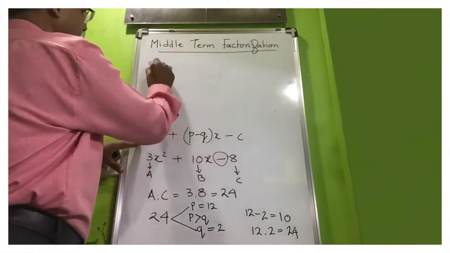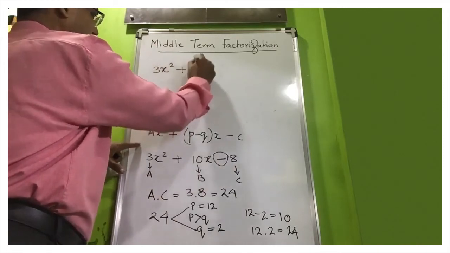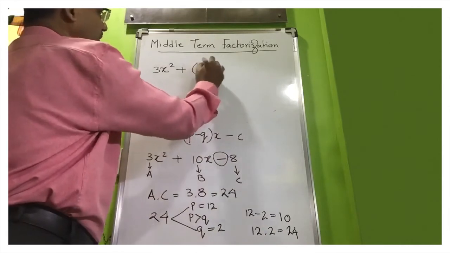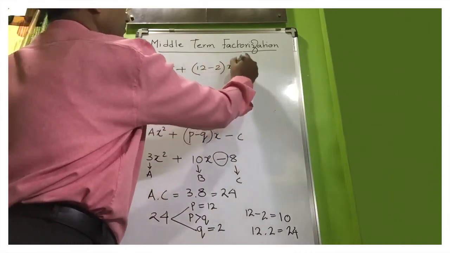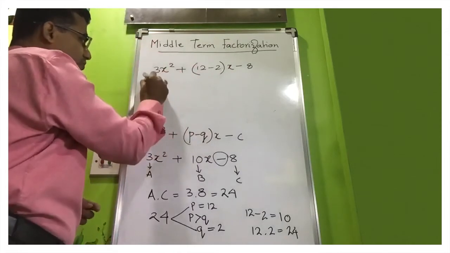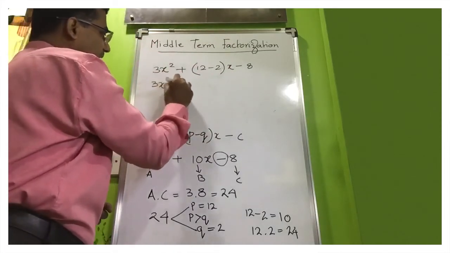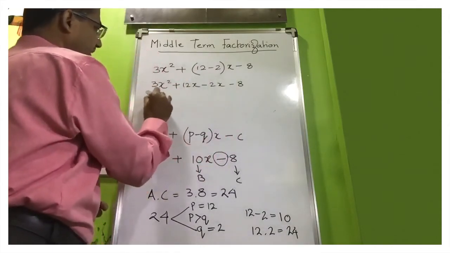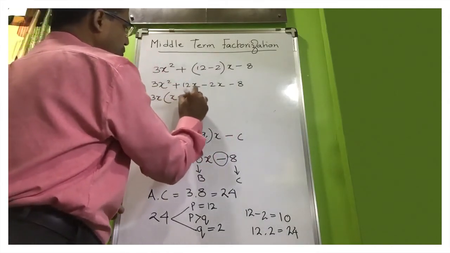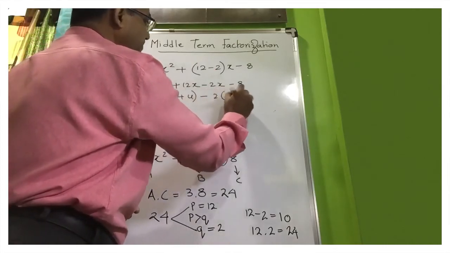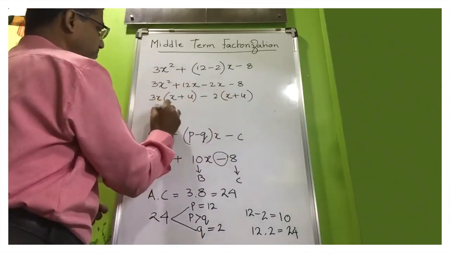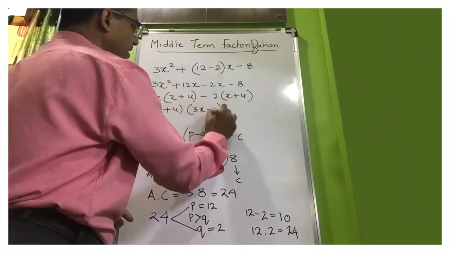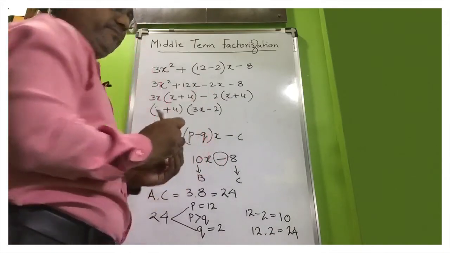See my factorization. 3x square plus P minus Q, P minus Q is my 12 minus 2, x minus 8. So we have 3x squared plus 12x minus 2x minus 8. So 3x into x plus 4 minus 2 into x plus 4. So we have x plus 4 and 3x minus 2 as the factors.